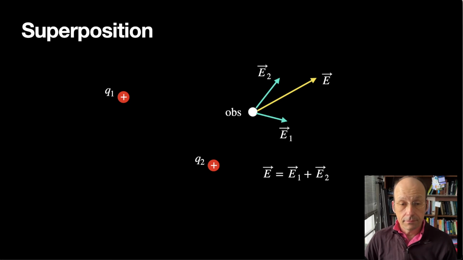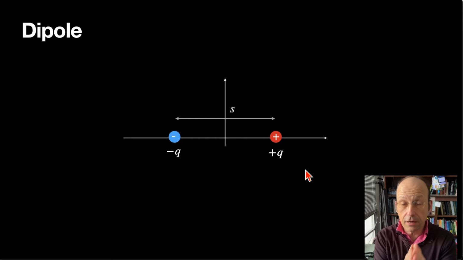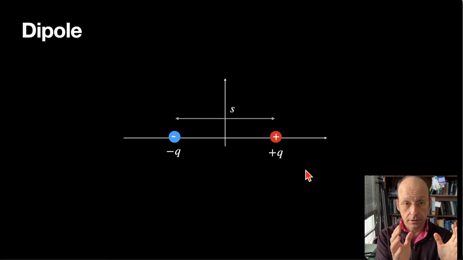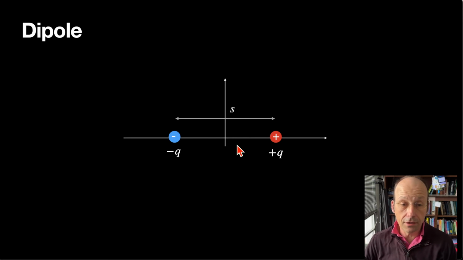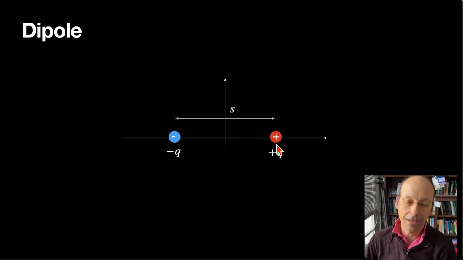Okay, dipole time. A dipole is two charges, a positive and a negative, equal and opposite charges of value Q, separated by a distance S. I put this on the x-axis with the center at the origin, and I have a negative Q on the left. We all know that negative charges are blue and positive are red. You know that, right? I'm just kidding. I always do it that way, though. And then they're separated by a distance S.